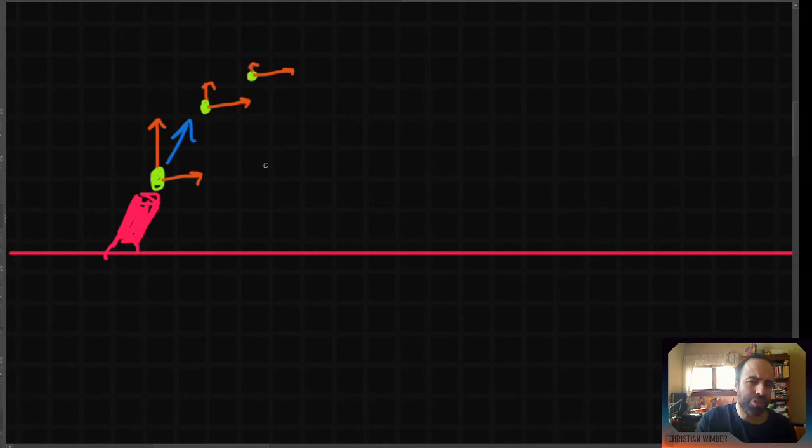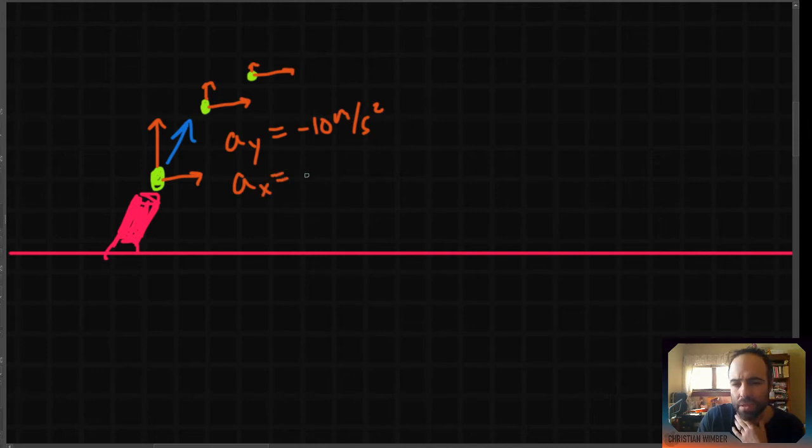Well, why doesn't it change? Because the acceleration in the vertical is -10 meters per second squared. So our vertical stuff will be changing, but the horizontal acceleration is 0. There is no force causing it to accelerate. Remember, all accelerations come from unbalanced forces, and there is no unbalanced force.